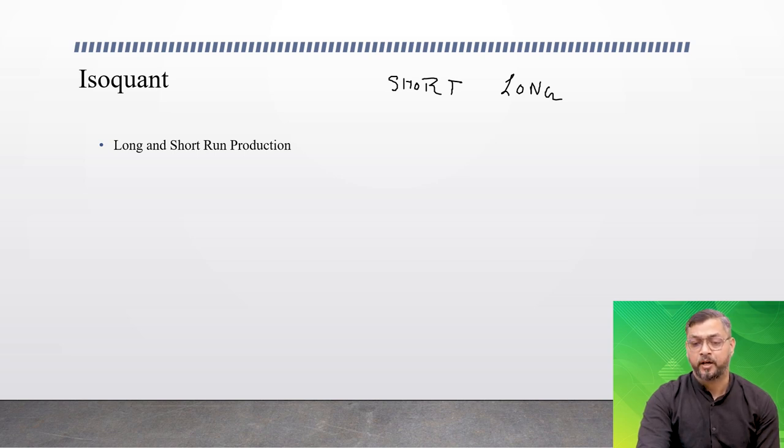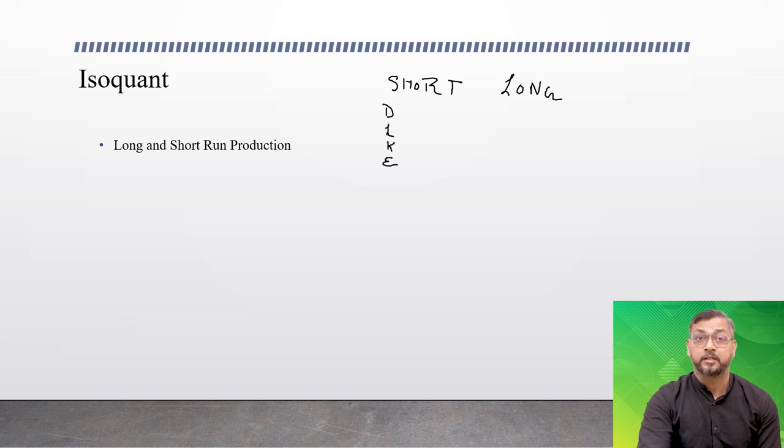Now, as you know, there are four different factors of production: land, labor, capital, and entrepreneur. In short run, the output will vary with the variation of one factor of production and the other factors of production are constant. But in case of long run, all these factors of production have the tendency of being variable. That is, there is no fixed factor in case of long run, but there are both fixed as well as variable factors in case of short run.